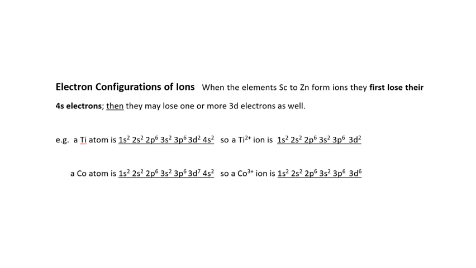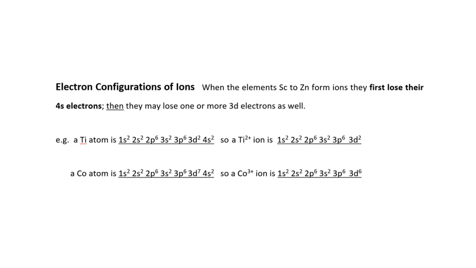And the thing that's characteristic of transition metal ions is that because the energies of 3d and 4s are very similar, it's quite possible to lose variable numbers of 3d electrons in addition to the 4s ones. So it gives you a couple of examples here.